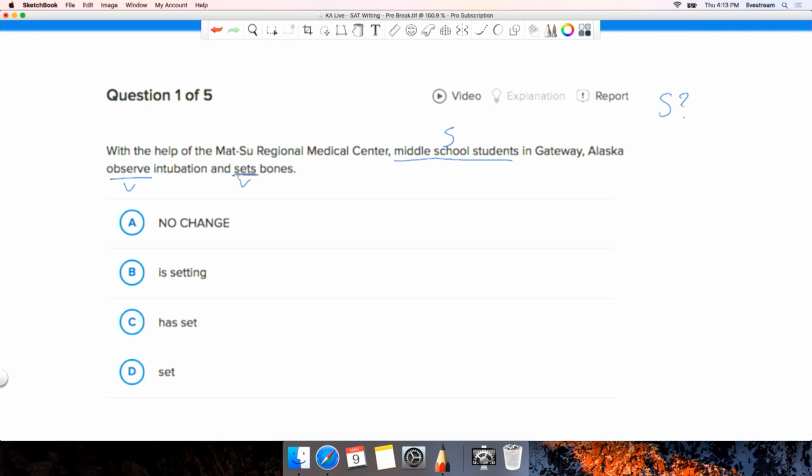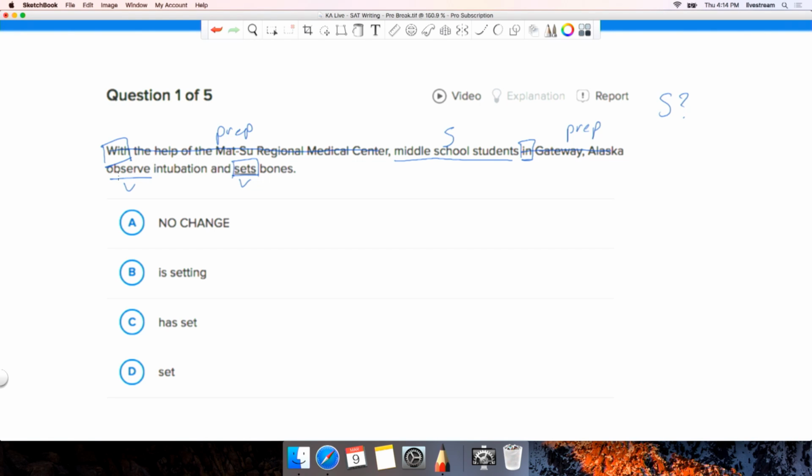This is the one that's underlined, so I want to pay extra attention here. Just to simplify, I've got another one of those prepositional phrases here, in Gateway, Alaska. I don't need to worry about that since it doesn't change the grammatical structure of the sentence. Even if I take this a step further, with the help, all of that is another prepositional phrase. The way I know it's a prepositional phrase, by the way, is that I've got with in here, and these phrases that start with prepositions are prepositional phrases. So now I'm left with middle school students, observe intubation, and sets bones.